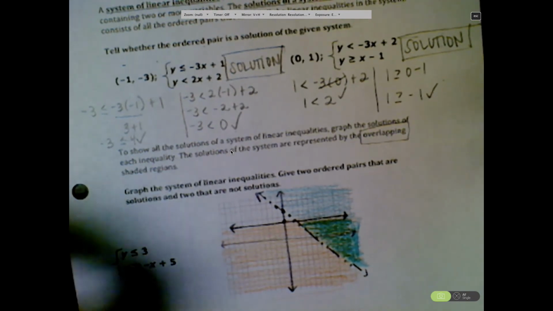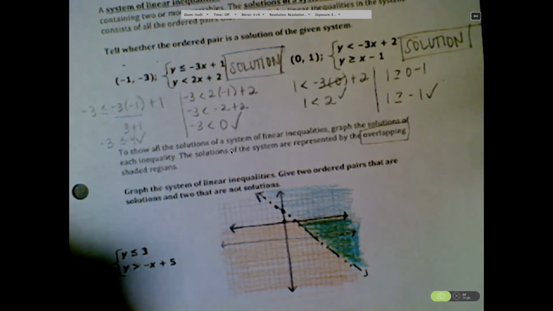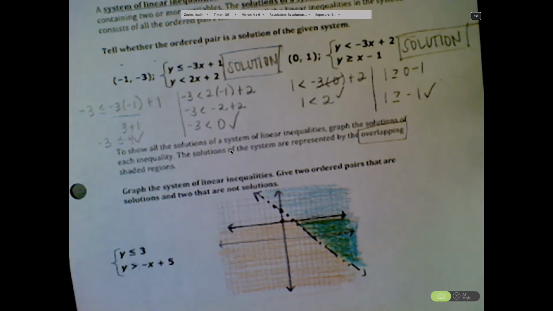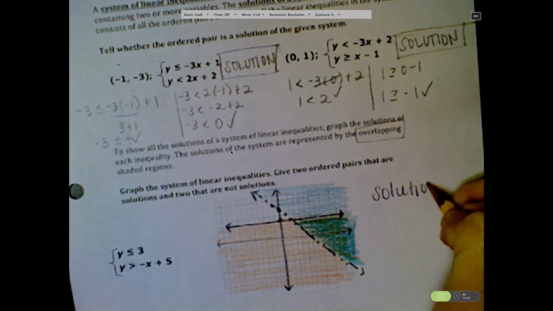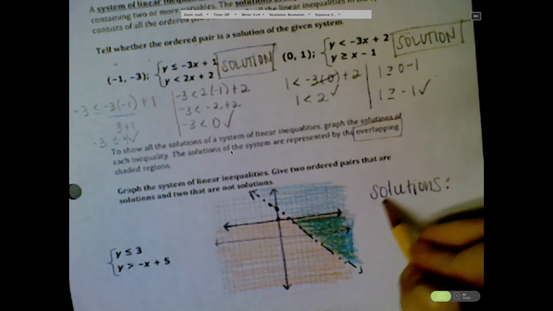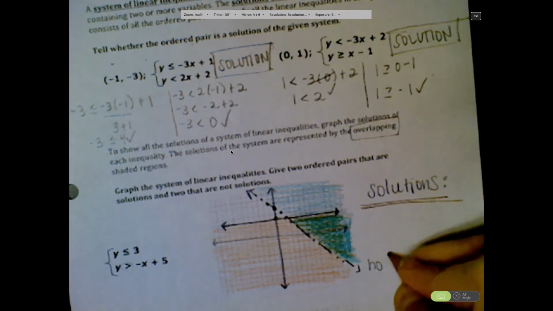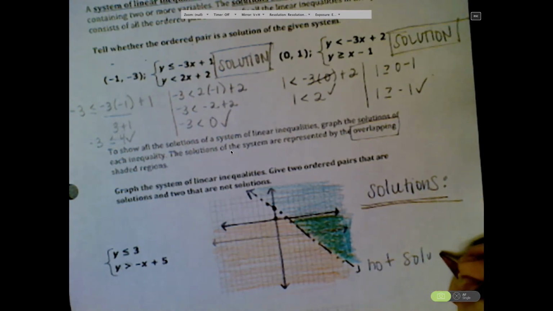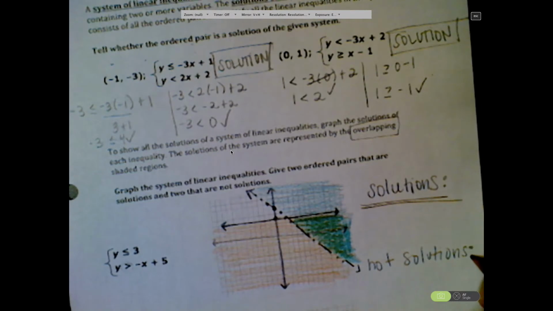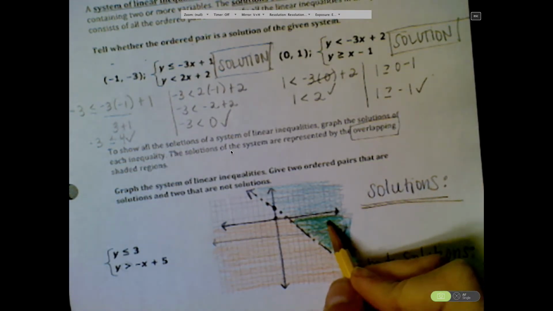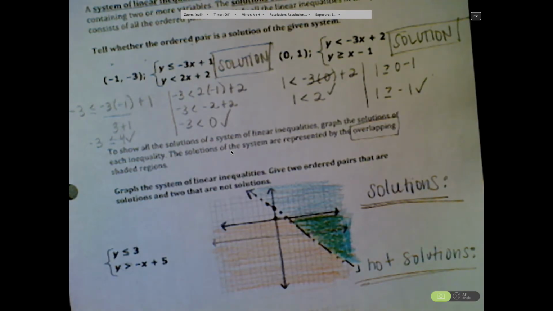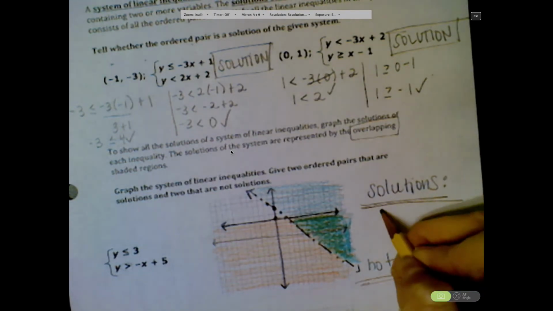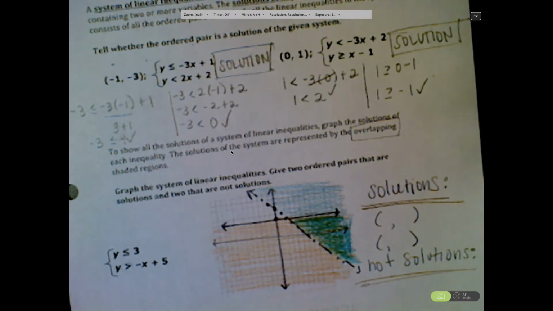Now, the second part of the instructions says give two ordered pairs that are solutions and two ordered pairs that are not solutions. So over to the left here, we're going to write solutions and not solutions. So basically, we need two ordered pairs that are within the double shaded region and two ordered pairs that are outside of the double shaded region. Okay, so what's one ordered pair that would be inside that double shaded region? Somewhere in here.